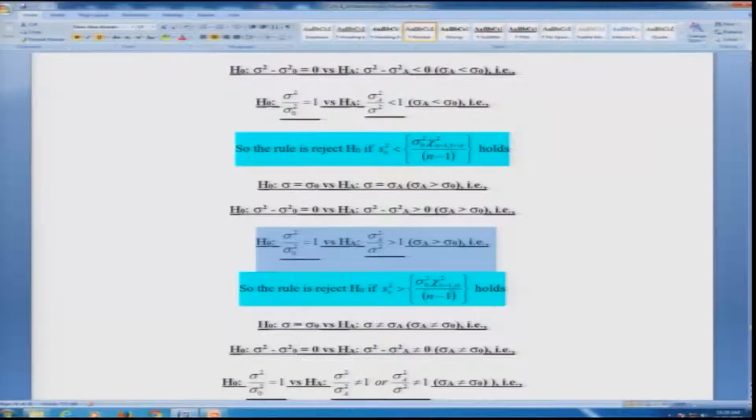In case it is a hypothesis of the greater than type, again the same formula, only the greater than sign is replaced, and as usual 1 minus alpha gets replaced by alpha as shown, where I am basically hovering my cursor.